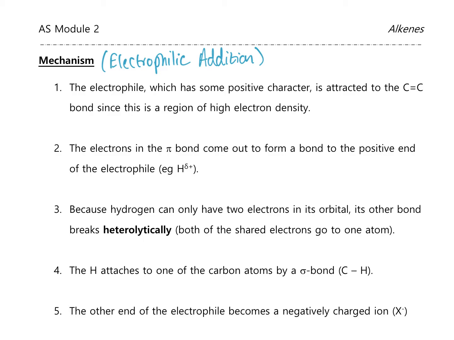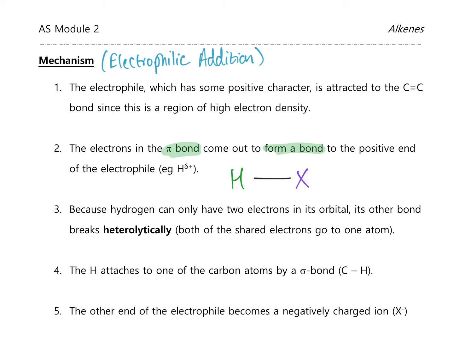So the first thing that happens is the electrophile. Remember, that's a molecule or a group of atoms that have either a full positive charge or a partial positive charge. So the electrophile, which has some positive character, is attracted to the carbon-carbon double bond, since this is a region of high electron density. Then what happens is the electrons in the pi bond, they come out and actually form a bond to the positive end of the electrophile. So here the pi bond is broken and a new bond is formed to the positive end of the electrophile. So a bond is broken and a bond is made with a pair of electrons that were originally in the pi bond of the carbon-carbon double bond.